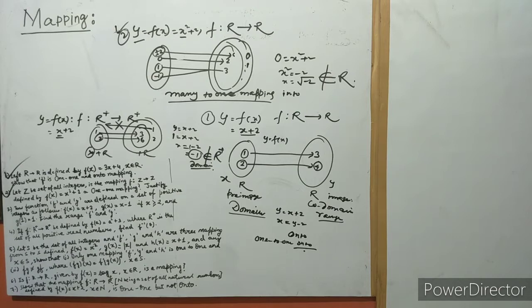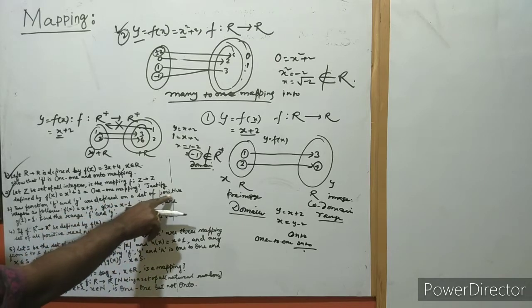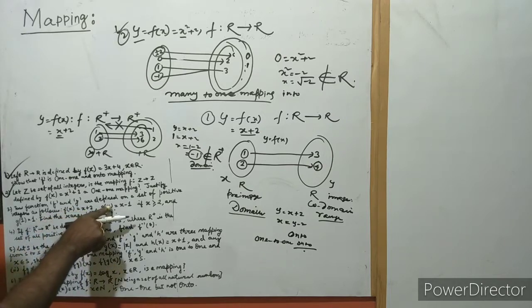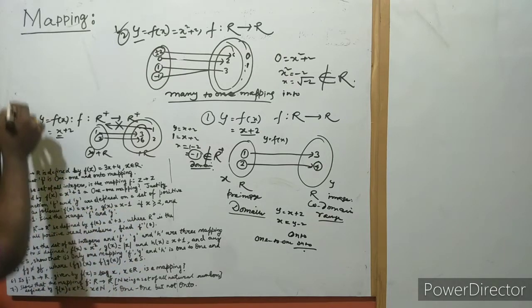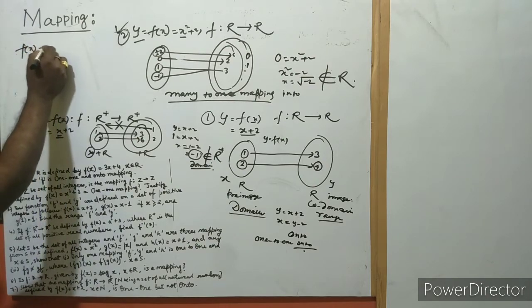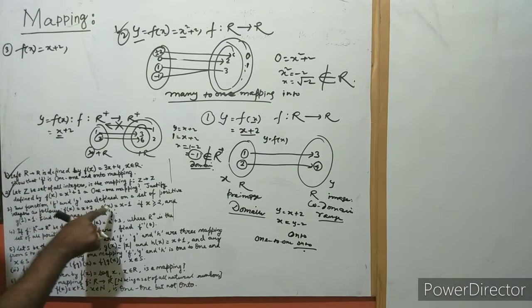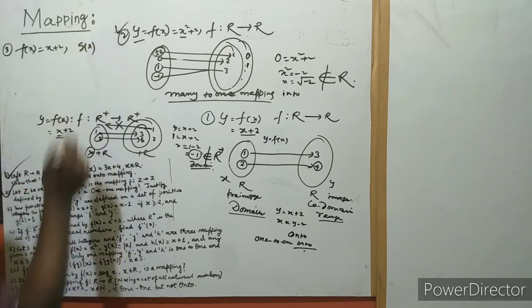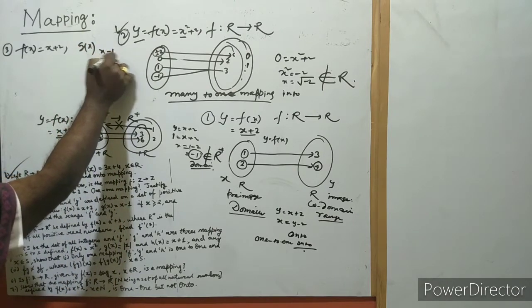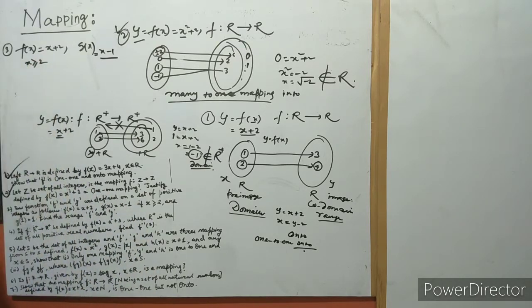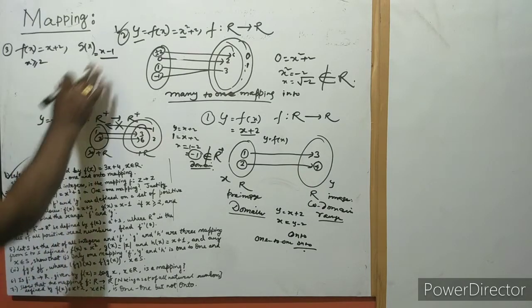Two functions f and g are defined on the set of positive integers as follows: f of x is equal to x plus 2, and g of x is equal to x minus 1, given that x is more than or equal to 2. Then find the range of f, not the domain. Here we find the range.